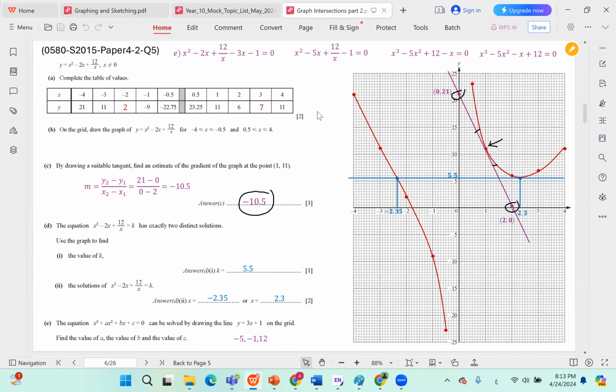In D, we are told the equation x squared minus 2x plus 12 over x equals k has exactly two distinct solutions. Use the graph to find the value of k. So we want to graph a line of some sort such that it intersects our curve. Remember, this is the equation of the curve here. So we want to graph y equals k such that there are two solutions of the equation. So two solutions here. This means that we have 2 points of intersection. So what horizontal line would cut the curve exactly twice?